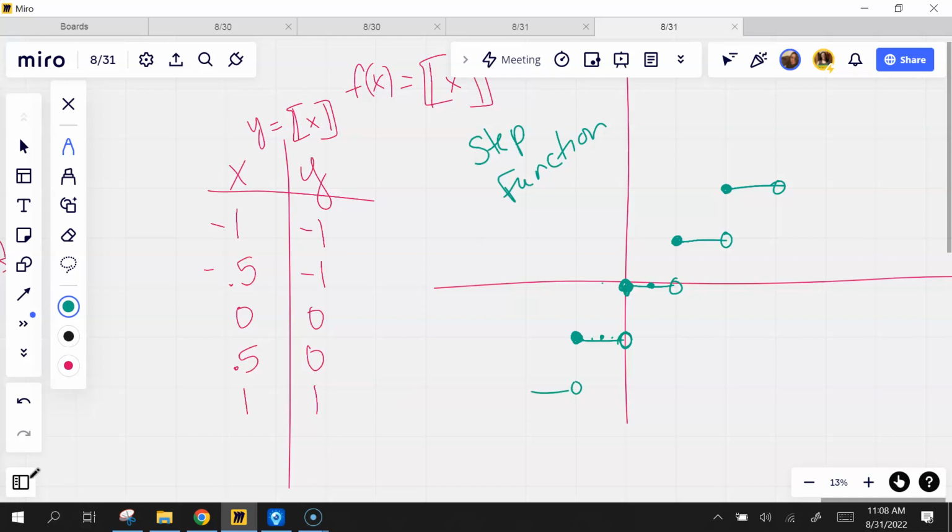You don't get it? Yes, it's open here because if x is 1, well, y is not 0, y is 1, right? But all the way up until that point, it rounds down to 0. So it rounds everything down to the nearest whole number.